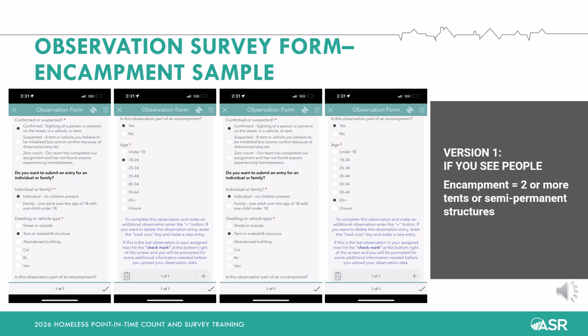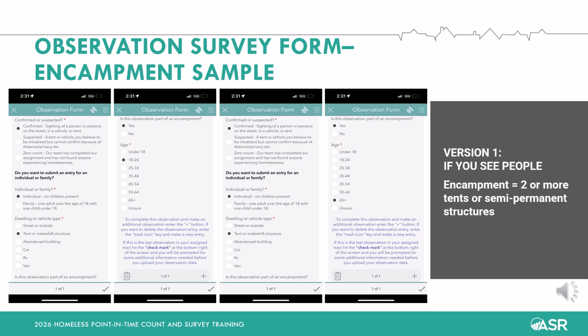You also observed a tent directly next to this one, with an individual who appeared to be in their 70s standing outside of that tent. You start by bubbling in confirmed, under confirmed or suspected. Next, under individual or family, you would bubble in individual. Under dwelling or vehicle type, you would bubble in tent or makeshift structure. Under is this sighting part of an encampment, you would bubble in yes. Under age, you would bubble in 18 to 24.